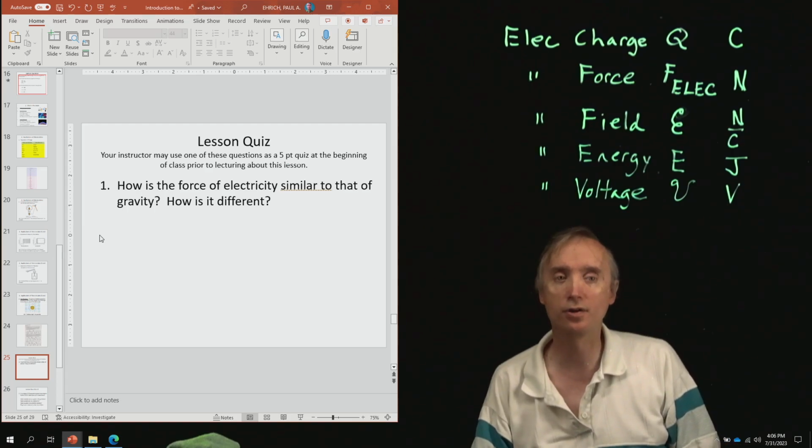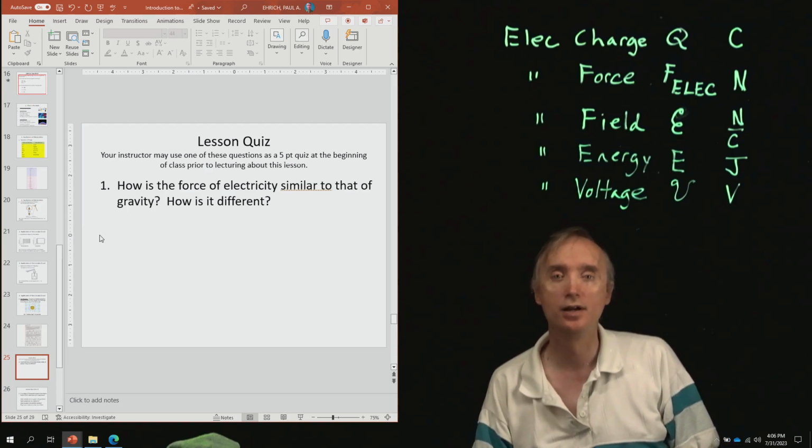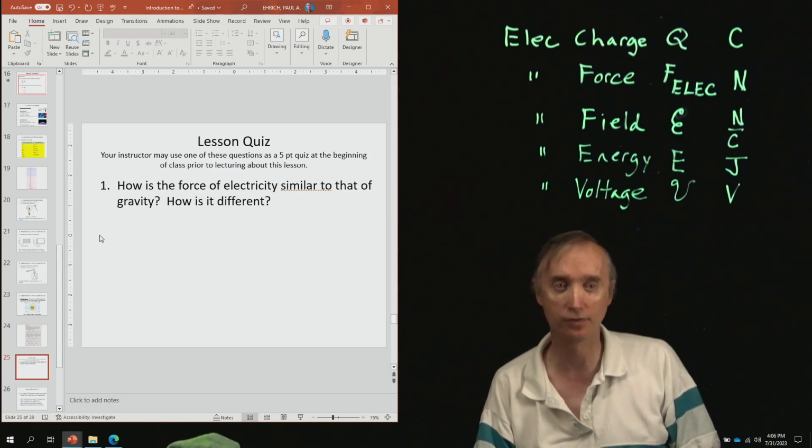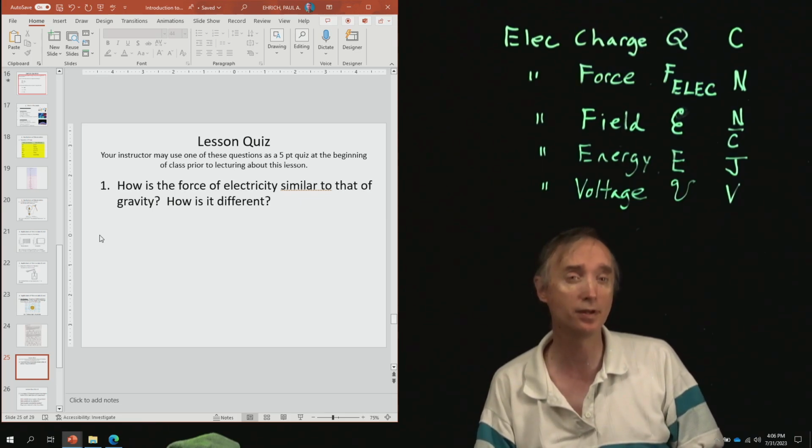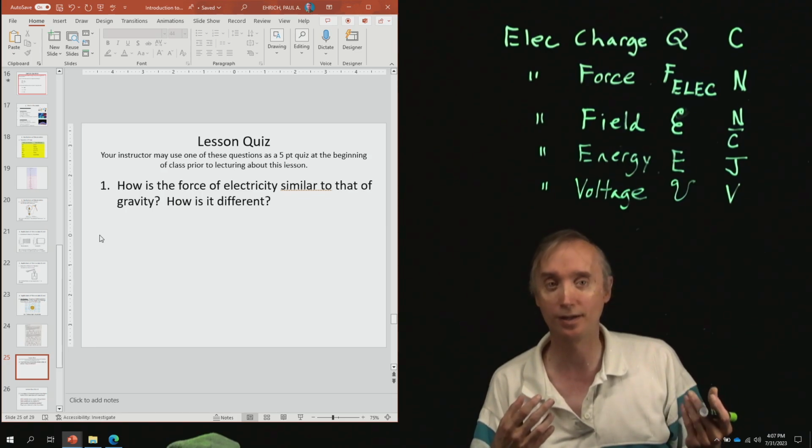All right, so let's take a quiz over what you've learned today. How is the force of electricity similar to that of gravity, and how is it different? So similarities would be that they're both caused by something. In the case of gravity, it's caused by mass. In the case of electricity, it's caused by electrical charges.